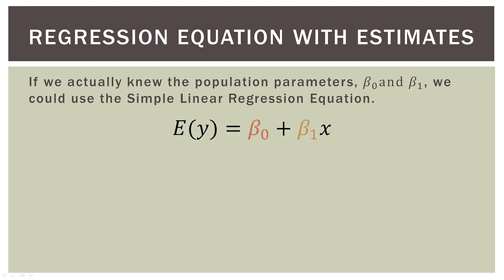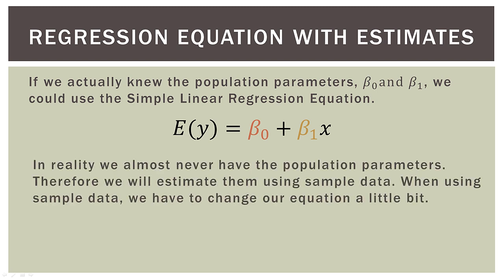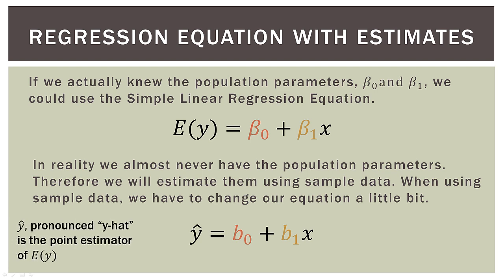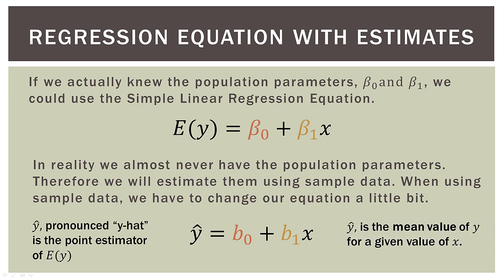So if we actually knew the population parameters, beta sub 0 and beta sub 1, we could use the simple linear regression equation that looks like this, that we already saw. But in reality, we almost never have the population parameters. Therefore, we will estimate them using sample data. When using sample data, we have to change our equation a little bit. It looks like this. Now, the y with the little thing on top is pronounced y hat. It is the point estimator of the expected value of y. So y hat is the mean value of y for a given value of x.